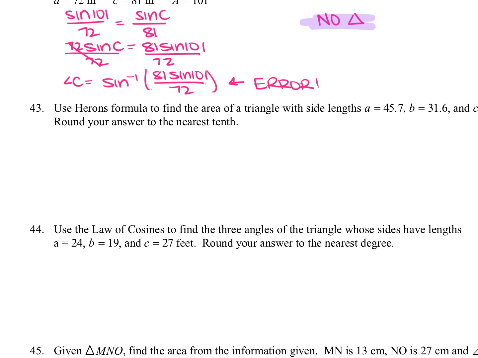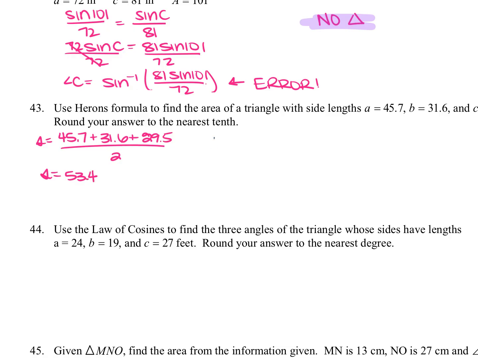For your next one that we're going to look at, it's going to be number 85 from your review. You're using Heron's formula to solve. First thing you're going to do is find S from this. So you're going to add up all of your side lengths, dividing them by 2. So S is going to be the 45.7 plus 31.6 plus 29.5 all over 2, which gives us an S of 53.4.